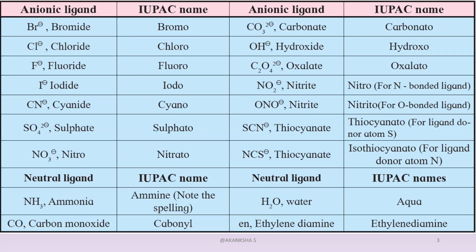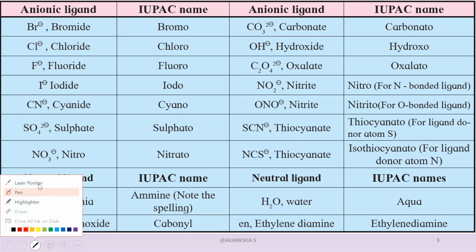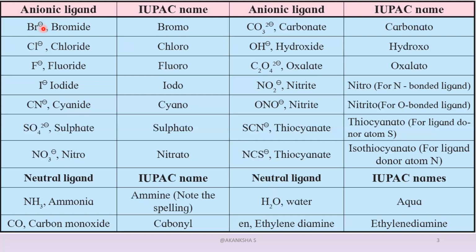Always remember, negatively charged ligands are anionic in nature, positively charged are cationic, and no charge are neutral ligands. The good part over here, we do not study cationic ligands, rather we are only stuck with anionic and neutral ligands. Anionic meaning you can see over here, Br minus, SO4 2 minus, ONO minus, C2O4 oxalate 2 minus, all negatively charged. So these negative charges carried by the ligands come under anionic ligands.